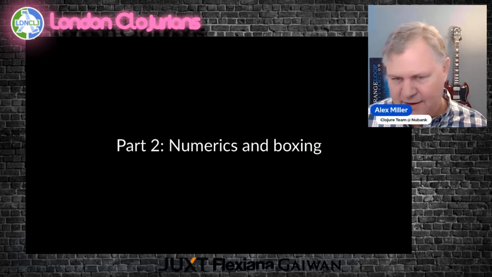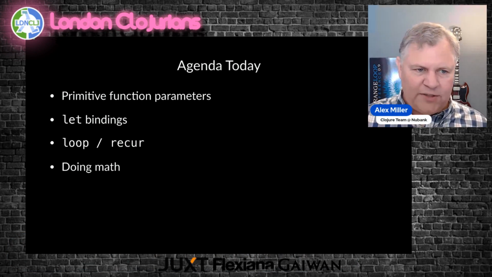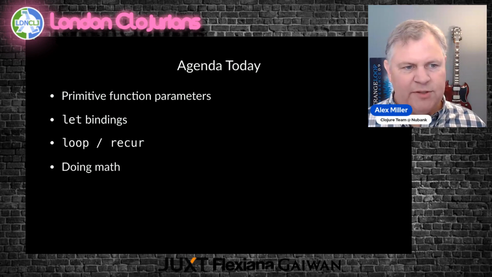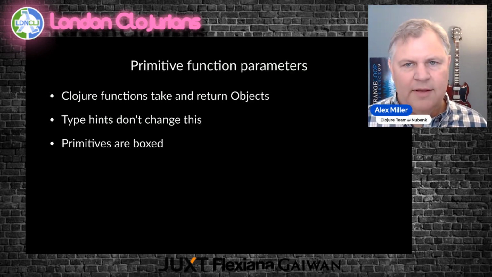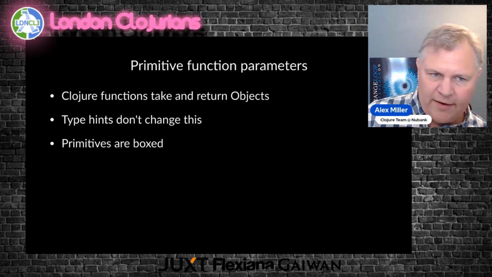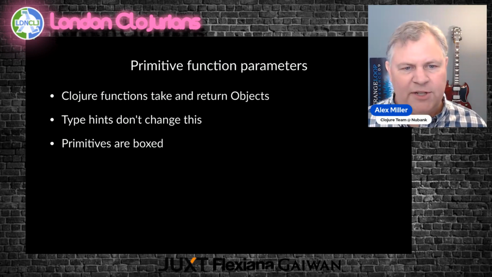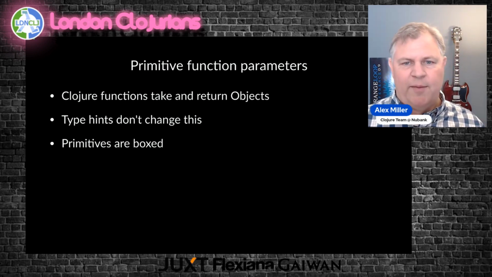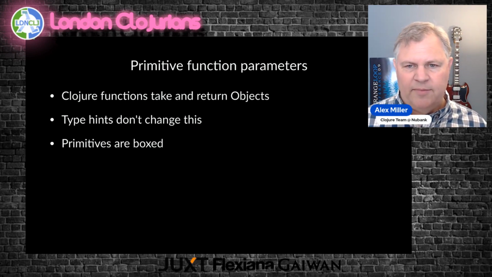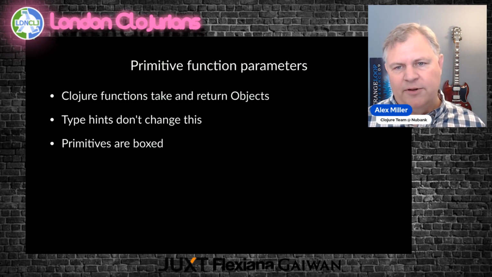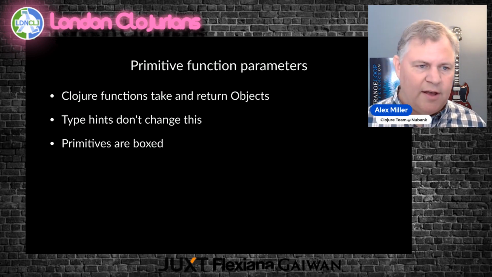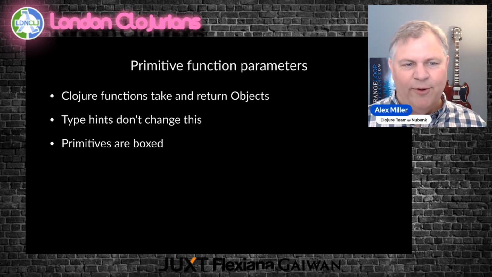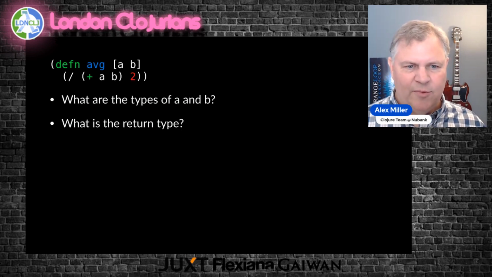So numerics and boxing. The parts of this that I want to talk about are primitive function parameters, let bindings, loop recur, and math. So, primitive function parameters. I've said before that all Clojure functions take and return objects. Type hints in general don't change that. So in that previous example, we had a function that took an s and we type hinted it as a string, the compiled code does not take a string at that point. It still takes object. So in general, type hints don't affect the parameters of compiled Clojure functions, except for one special case, and I'll move on to that in a second.